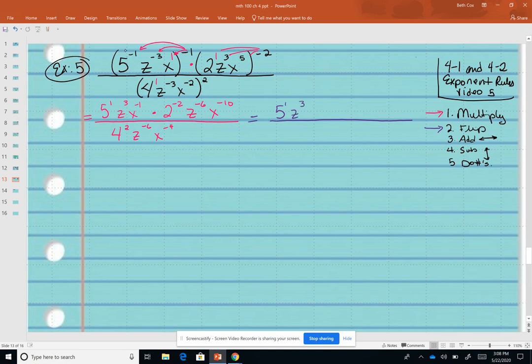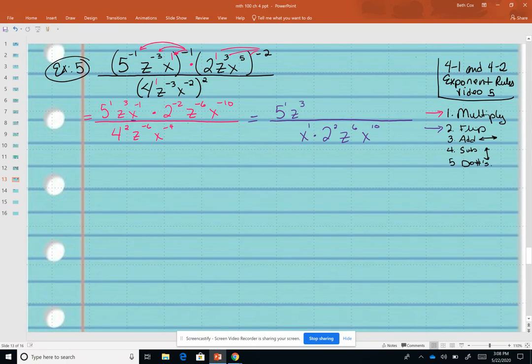All right, now the third thing I have is x to the negative 1, so that's going to go to the bottom, become a positive 1. And then the next one is 2 to the negative 2, so it's going to the bottom, positive. The z's going to the bottom, positive, and the x is going to the bottom, and it's positive. Okay, so the numerator is done. So now I'm going to go and do my denominator.